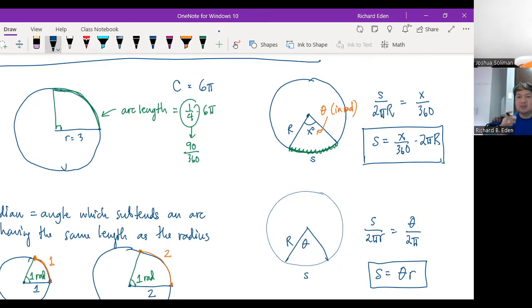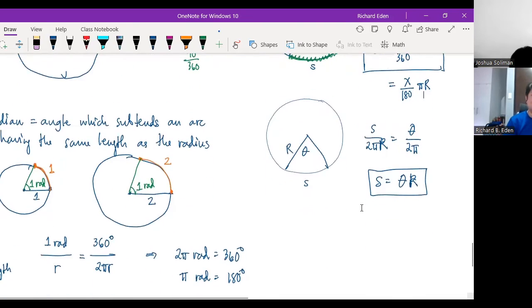Ng isa, in terms of degrees, of course, we can simplify this as x and then over, wait, big R for the radius. But ang nasa taas, yeah, we can simplify x over 180 pi big R. But definitely, mas simple nung nasa baba.